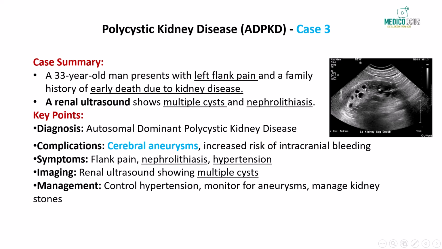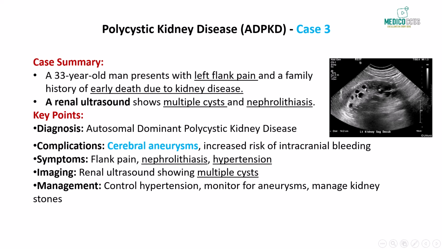This case highlights autosomal dominant polycystic kidney disease, a genetic disorder that increases the risk of intracranial bleeding due to cerebral aneurysms. These aneurysms become more prevalent with age and are a significant cause of mortality in patients with autosomal dominant PKD. Hypertension, which is commonly seen in this disease, results from increased renin secretion due to renal ischemia. This is a crucial point to remember when managing patients with autosomal dominant PKD.